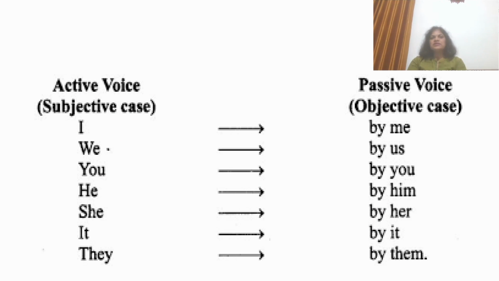Now look at this. When we change any sentence from active to passive voice, the change of the pronouns takes place in this way. I is replaced by me, we by us, you by you, he by him, she by her, it by it, they by them. So just keep this in mind whenever you change the pronouns.